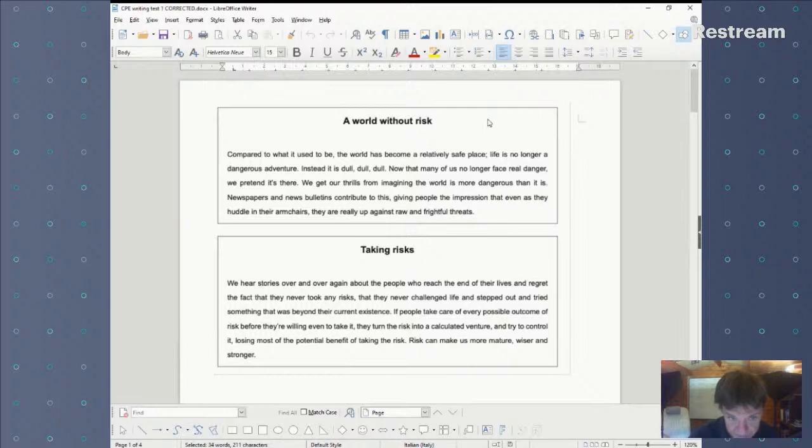So the first one is a world without risk. Compared to what it used to be, the world has become a relatively safe place. Life is no longer a dangerous adventure. Instead, it is dull, dull, dull. Now that many of us no longer face real danger, we pretend it's there. We get our thrills from imagining the world is more dangerous than it is. Newspapers and news bulletins contribute to this, giving people the impression that even as they huddle in their armchairs, they are really up against raw and frightful threats.